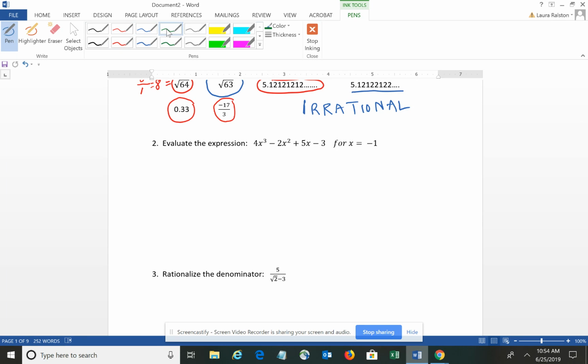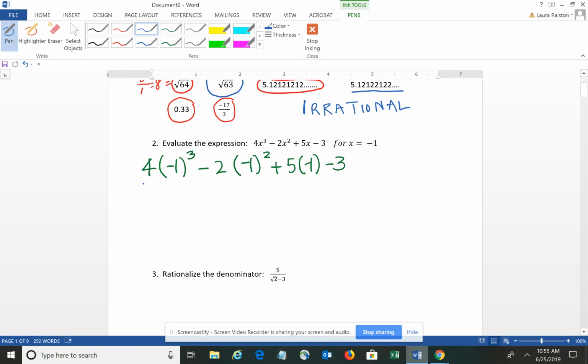Guys, this is a straight flat out plug and chug. Okay, so wherever there is an x, you're going to put -1. So I would have 4 times -1 cubed minus 2 times -1 squared plus 5 times -1 minus 3. Okay, and then you have to do the math. Now, you can do this on your calculator, but if you do, you need to make sure you put parentheses around the -1 so that the calculator will read the fact that it is negative.